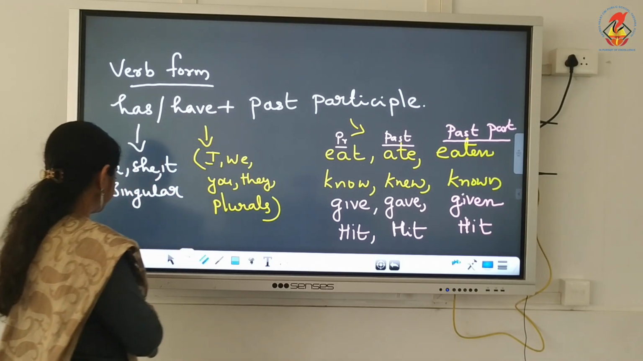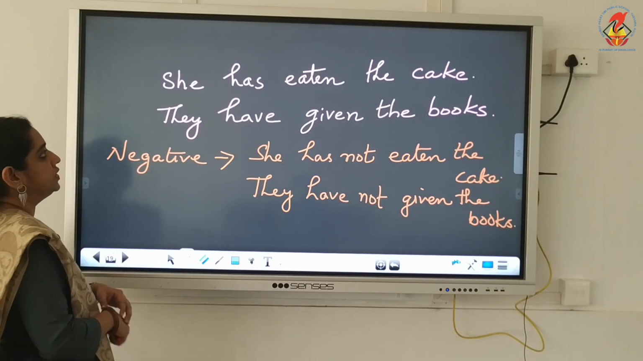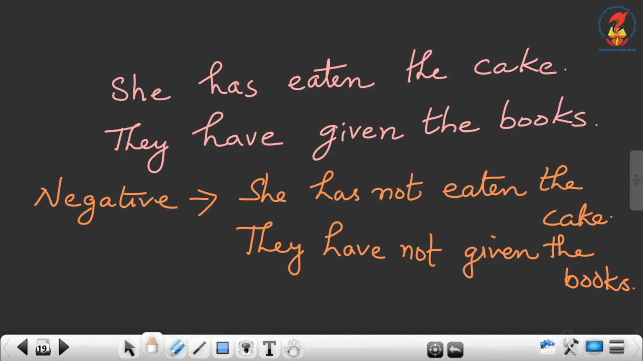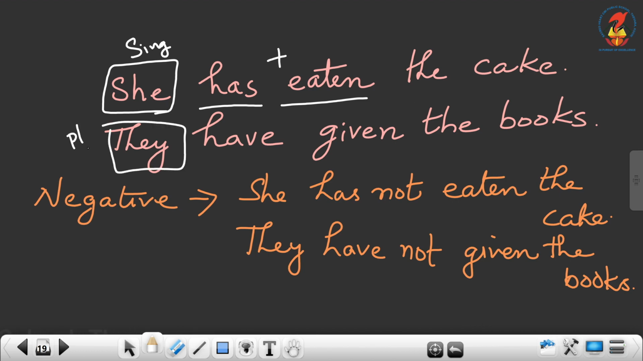Now, let us see. She has eaten the cake. See what I have used here: has plus eaten, past participle form of the verb. I used has here because this is she. Okay, this is singular. So, I have used has plus past participle form of the verb. Now, they, plural. Okay, since it is plural, I have used have. Okay, this is the difference between has and have.